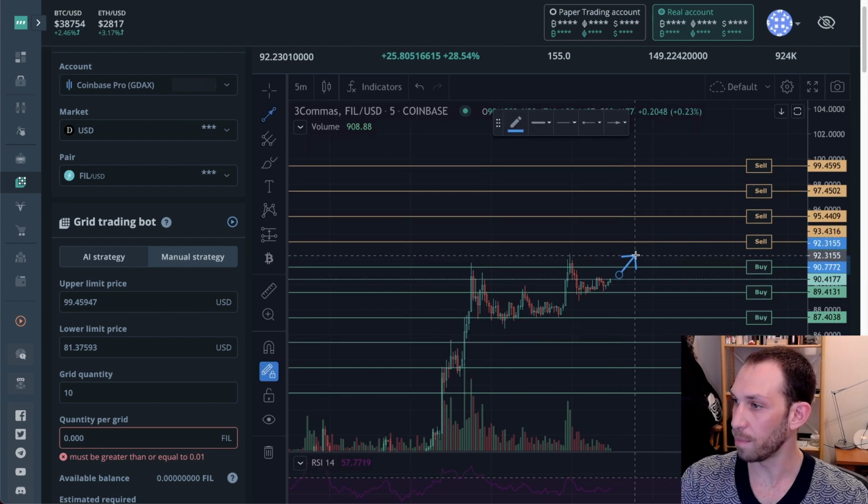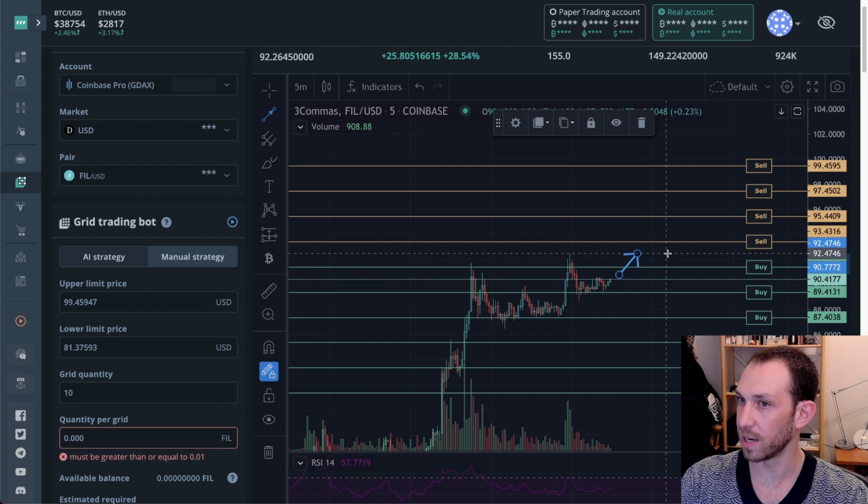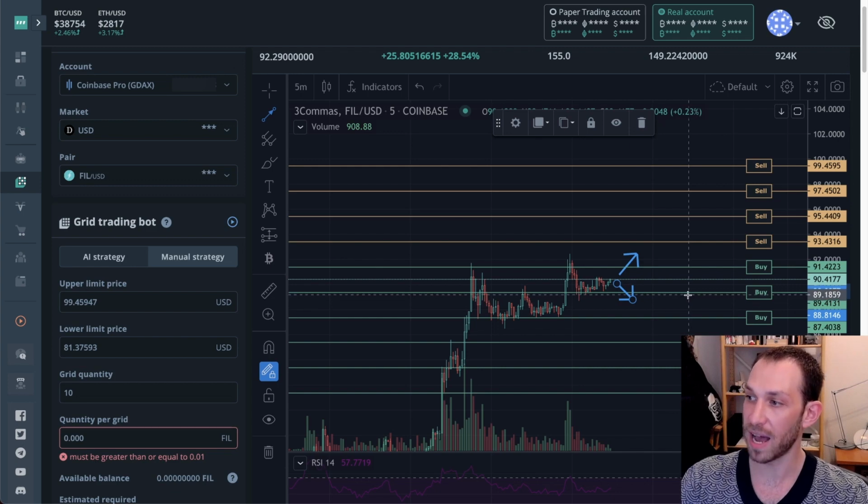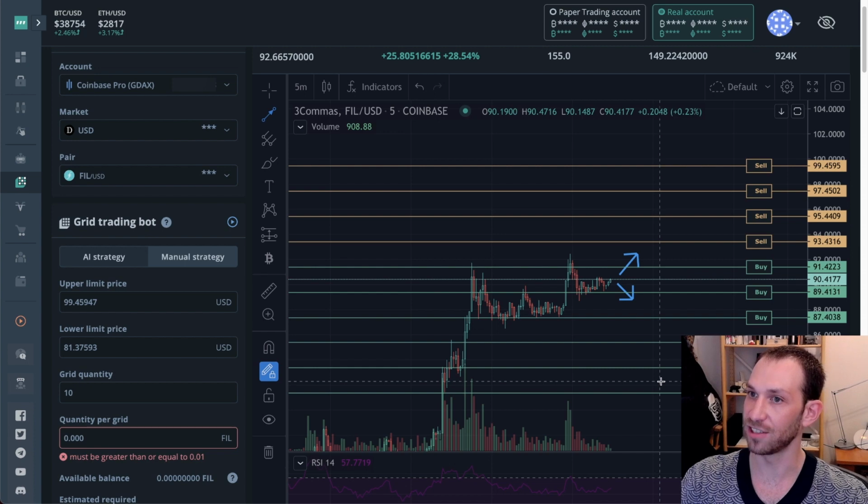If the price moves up and passes one of these lines on the uptrend, then you will sell a predetermined amount of coin. If the price goes down and passes one of the lines on the downtrend, then you will buy the same predetermined amount of that coin. So a grid bot is designed to catch every price movement within the specified range.